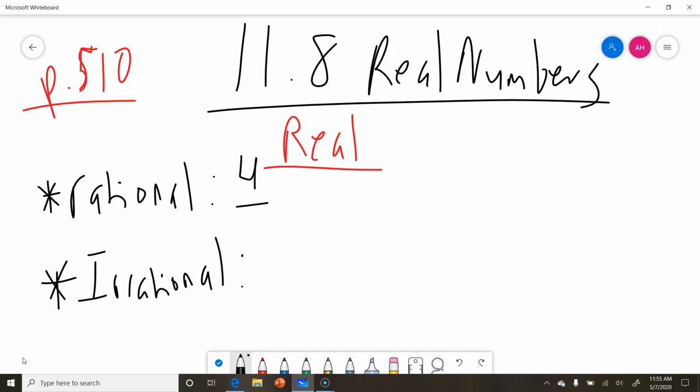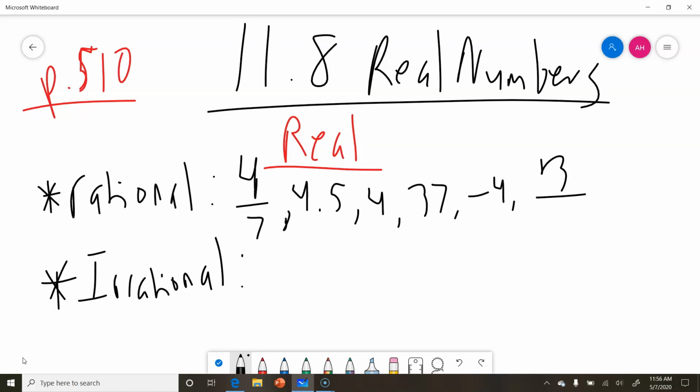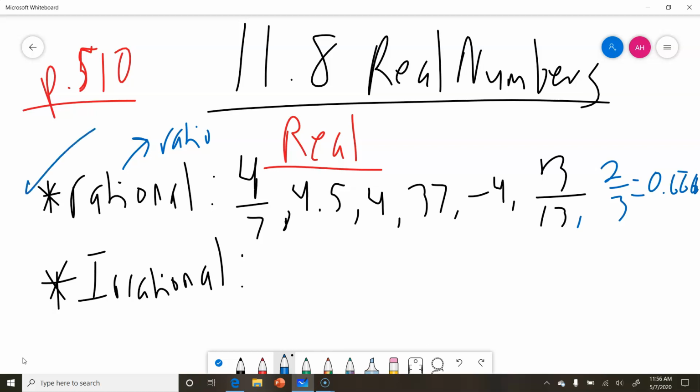Rational numbers are anything that's a ratio. 4 over 7, 4.5, 4, 37, -4, 3 over 13, right? Anything that is a rational number is a ratio. Even a number like 2 over 3, which is equal to 0.6666 repeating, is still rational, because it's repeating. So that's okay. So ratio, rational, repeating, check.